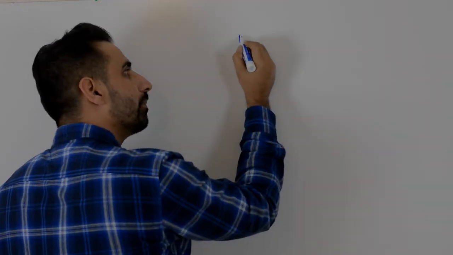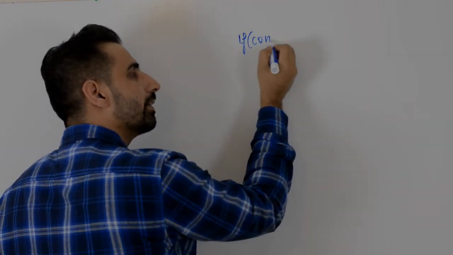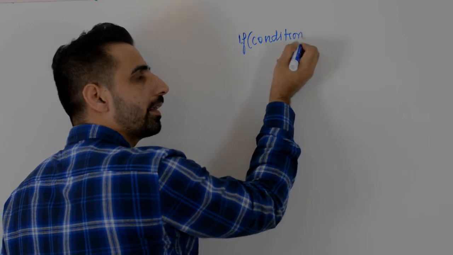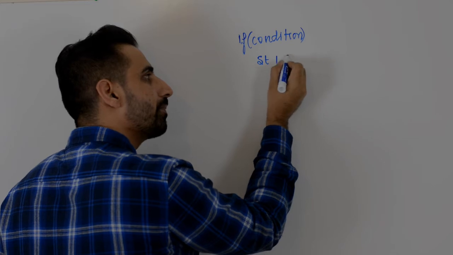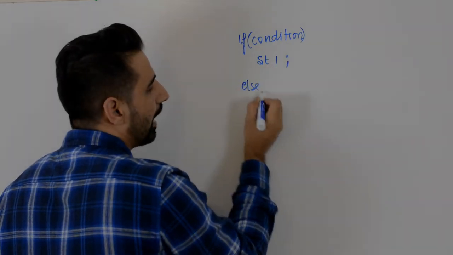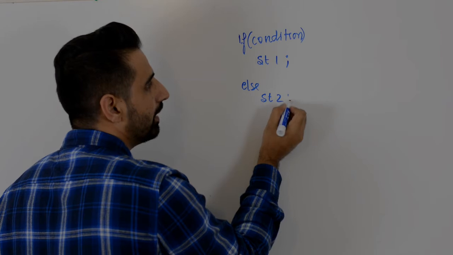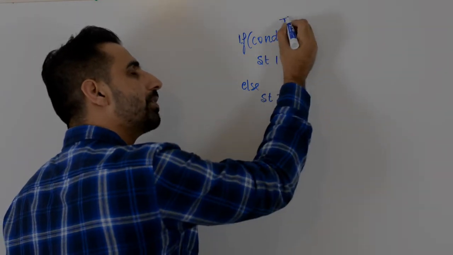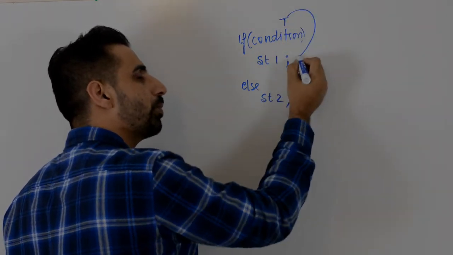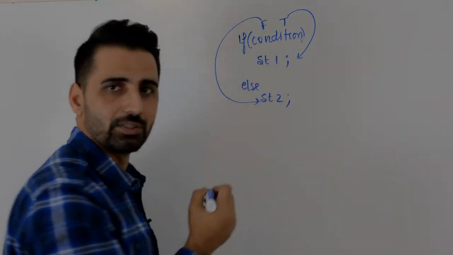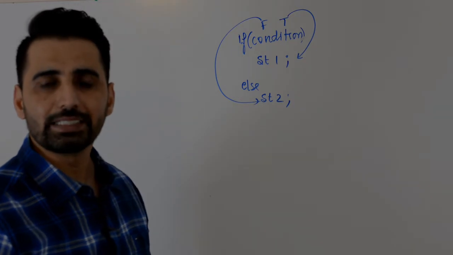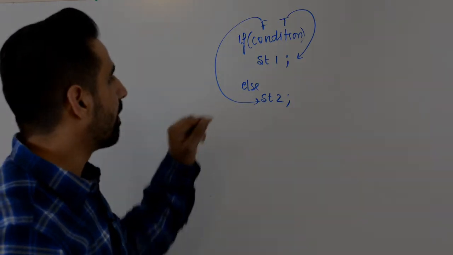So let's start with syntax. In an if-else, we have if, then condition, and here I write down statement 1, else statement 2. If a condition is true, then statement 1 will execute. If condition is false, then statement 2 will execute. Both of them will never execute, only one of them will execute.